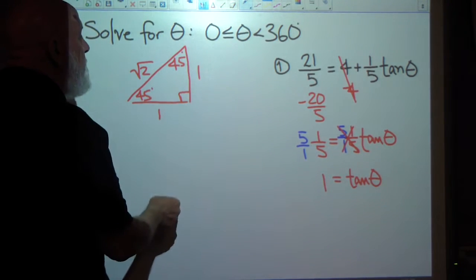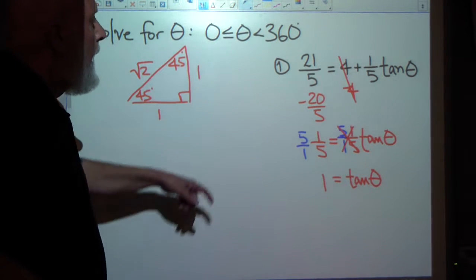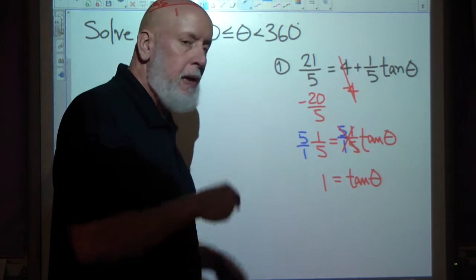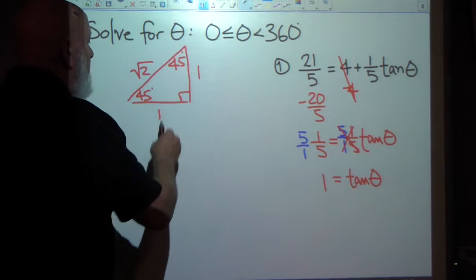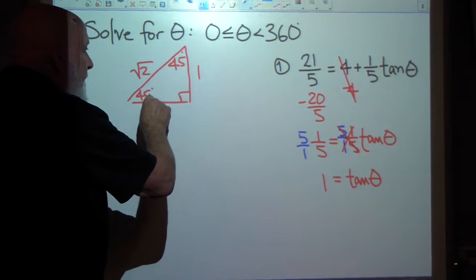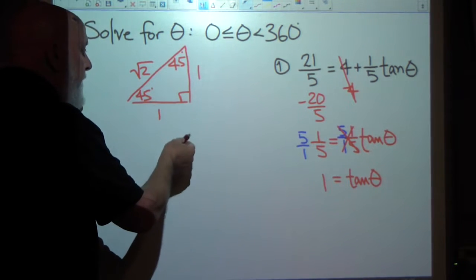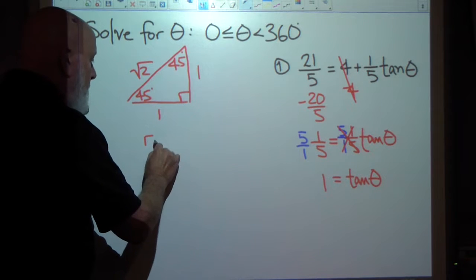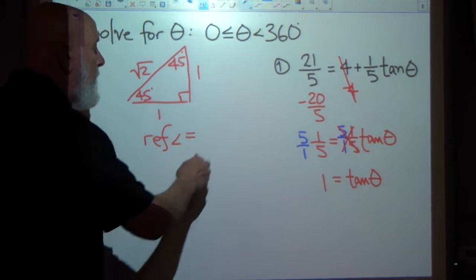Whenever I use special case triangles, I'm going to be looking for a reference angle, and then I'm going to take into account the fact that tangent is positive, and I ask myself in which two quadrants tangent is positive. So here we go. The tangent of 45 degrees is 1 over 1, opposite over adjacent. Therefore, if the tangent is 1, then the reference angle is 45 degrees.